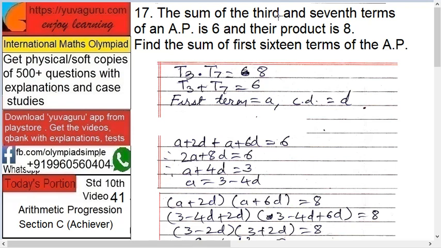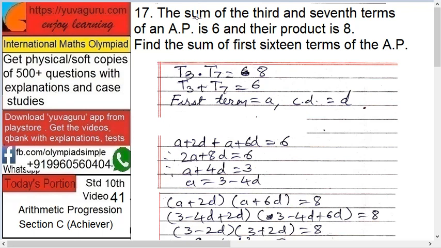The sum of the third and seventh terms of an AP is 6 and their product is 8. Find the sum of the first 16 terms of that AP. Okay, so here, what is given? Sum of the... sum means Sn. Okay. Now, is it Sn?